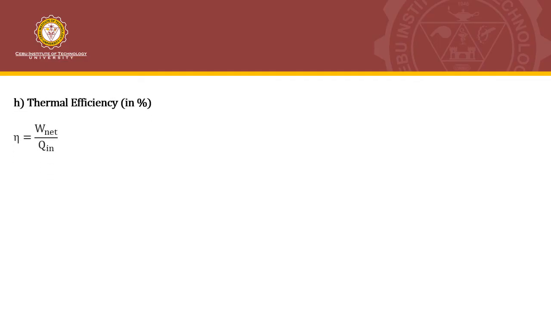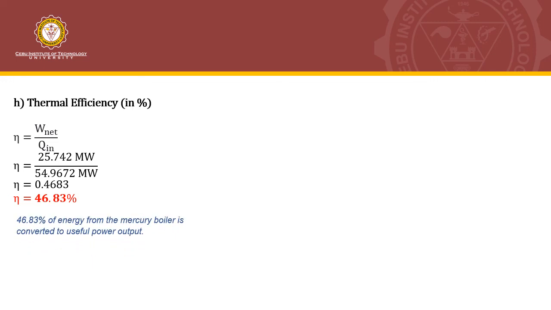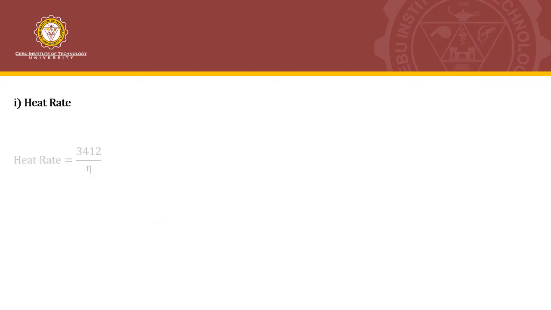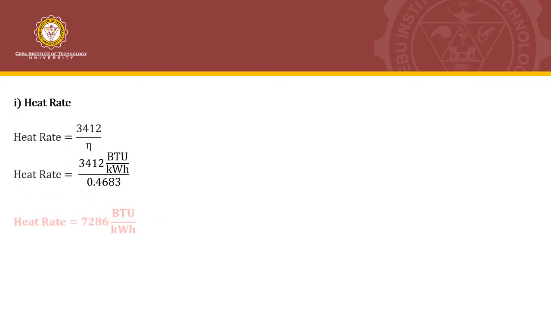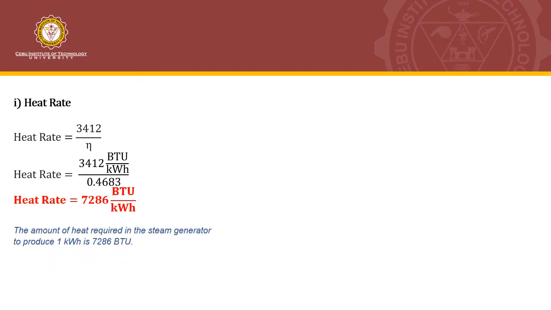The thermal efficiency can already be computed using the formula net work over Q_A. Substituting the values, we get the thermal efficiency as 0.4683 or 46.83%. It means that 46.83% of energy from the mercury boiler is converted to useful power output. In an actual power plant, 46.83% is already a very good efficiency. The heat rate can also be computed by using the formula. So the heat rate is 7,286 BTU per kilowatt hour.